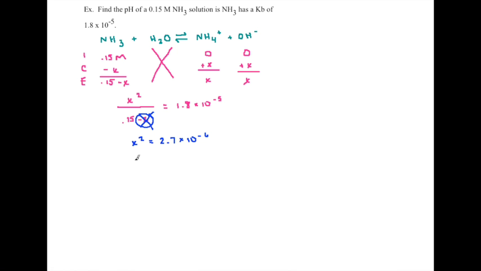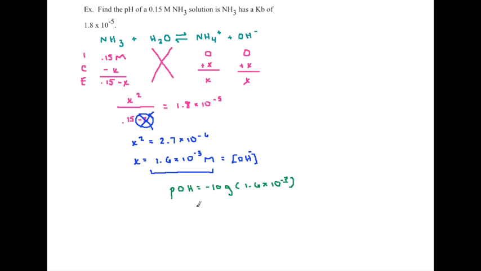Okay, and then I need to find the square root of that, so my X is going to end up being 1.6 times 10 to the -3rd molar. And so this is actually going to be my concentration. My X is my concentration of hydroxide ions. And so what I can do is take that and plug it into my formula for pOH. I'm going to find the negative log of 1.6 times 10 to the -3rd.